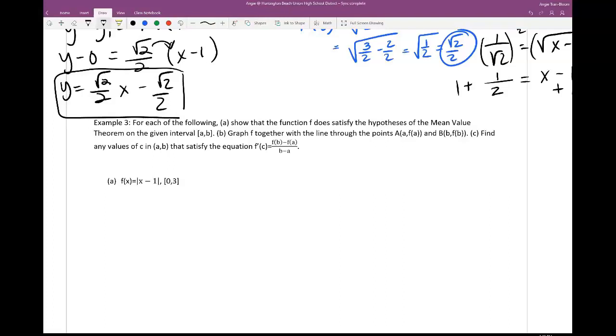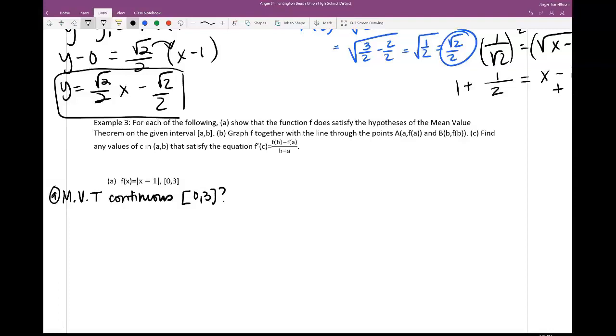So now this example is exactly the same as example 2 and example 1 really, but in this one they also want you to graph, okay? So more practice for the mean value theorem. That means it's really, really important. So part A. Mean value theorem says it needs to be continuous from 0 to 3. So mean value theorem, continuous, question mark, okay, from 0 to 3, okay.